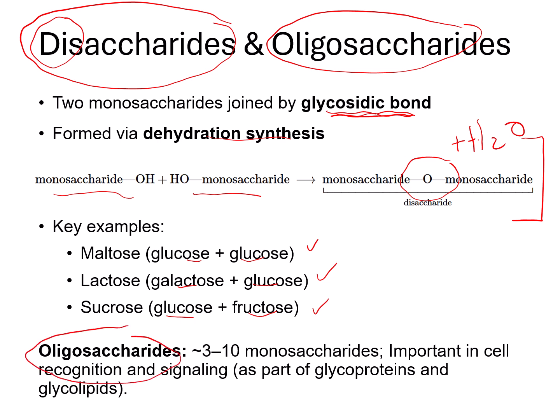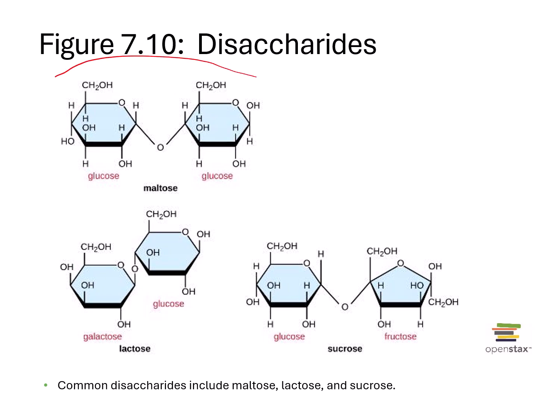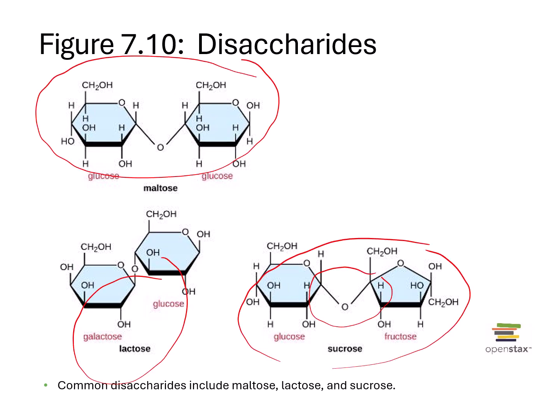Oligosaccharides are a few more linked together. There are usually around 3 to 10 monosaccharides linked together using those glycosidic bonds, and they often function in cell recognition and signaling, especially when attached to proteins or lipids. We'll see them called glycoproteins or glycolipids when they're in that form. And here's another look at those disaccharides. We have maltose, lactose, and sucrose with those glycosidic bonds connecting the monomers, and these were formed through dehydration synthesis.